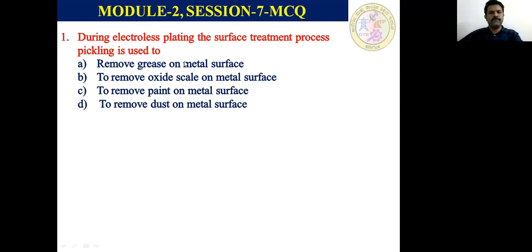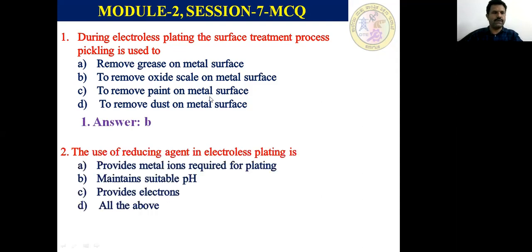So the pickling process means the substrate material is washed by using dilute acids. It is to remove oxide scale on metal surface. So the answer is B. Question number 2. The use of reducing agent in electroless plating is? Option A, provides metal ions required for plating. Option B, the reducing agent maintains suitable pH. Option C, reducing agent provides electrons. Option D, all the above.